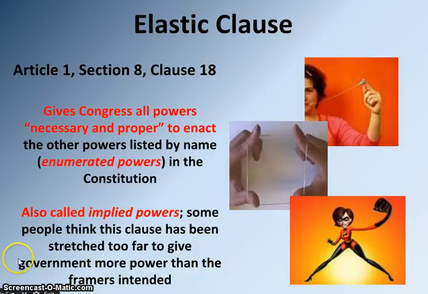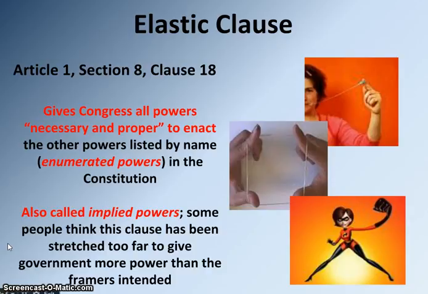Another way in which the Constitution is flexible is achieved through the Elastic Clause. And this is Article 1, Section 8, Clause 18 of the Constitution. The text of the Elastic Clause gives Congress all powers necessary and proper to enact the other powers listed by name, which are called the enumerated powers in the Constitution. The powers under the Elastic Clause are also called the implied powers.